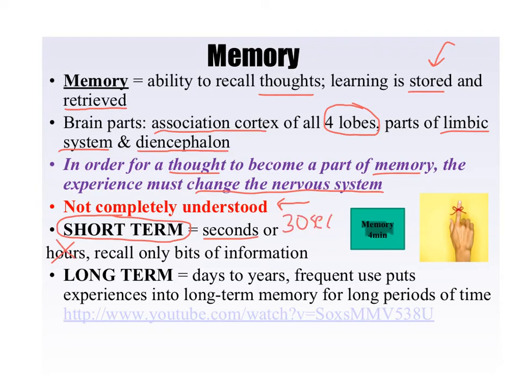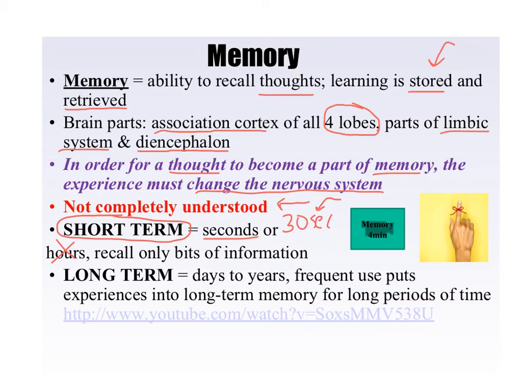30 seconds without rehearsal. So if somebody gives you their phone number, if you're not rehearsing like 555-3785, 555-3785, you will lose that information within 30 seconds. Now, if you rehearse it, you can keep that memory in your brain longer until you can write it down.